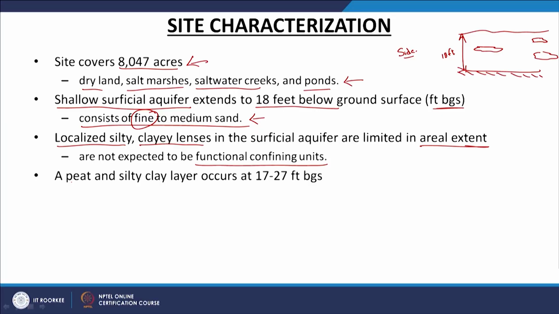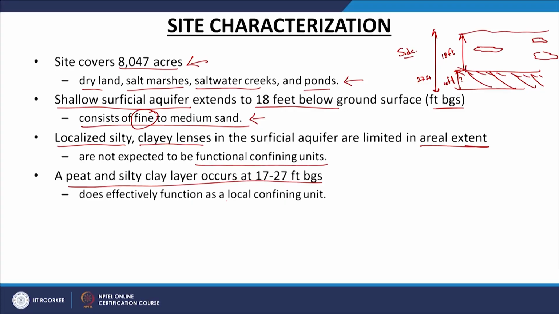So, as we mentioned or suspected earlier, a peat and silty clay layer occurs from 17 to 27 feet below the ground surface. So, from here to around 27 feet, right. So, maybe 10 more feet out here, right. What do you have? You have a clay layer. So, this serves as more or less a clay layer, right. So, it is going to have relatively low hydraulic conductivity, and thus that is going to act as a confining layer, right. So, that is something to keep in mind.